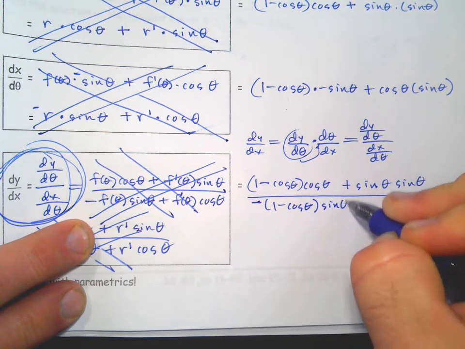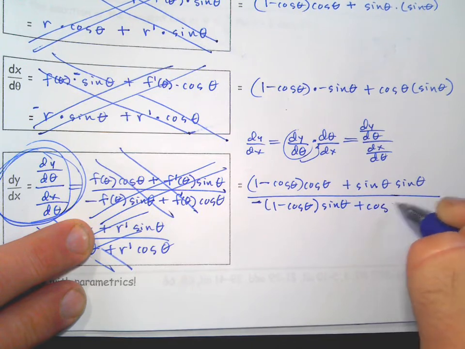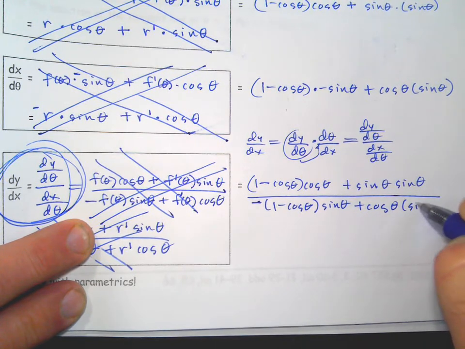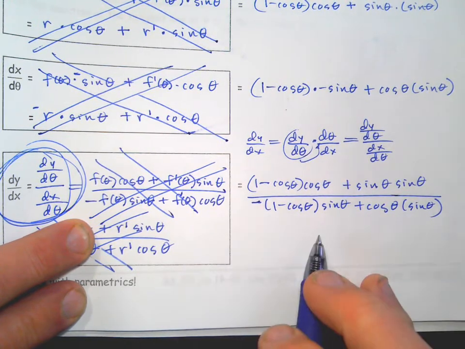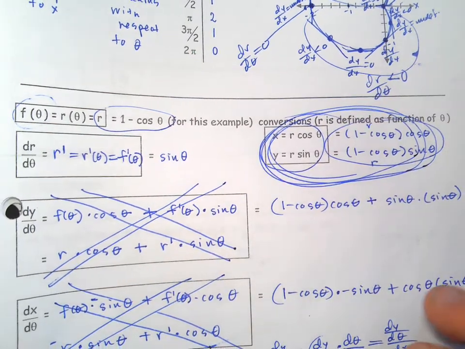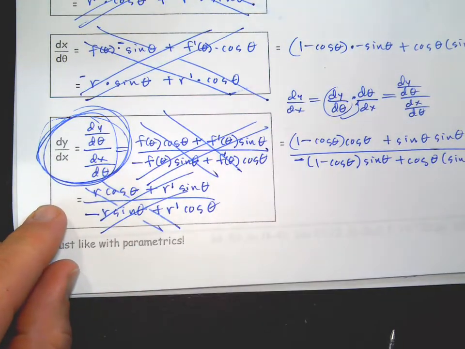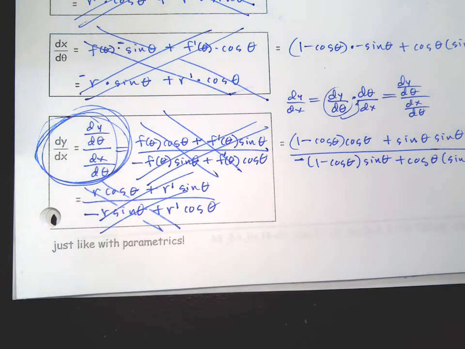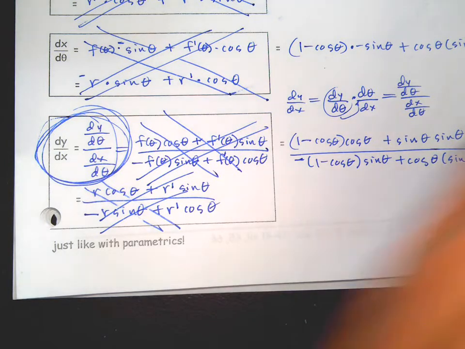Anyways, like I said, do not use these. The only thing to remember is this, which you already know, and this, which is new, but is just like something from parametrics. dy dx from parametrics was dy dt over dx dt. So we'll do one example on the back without using the formulas.